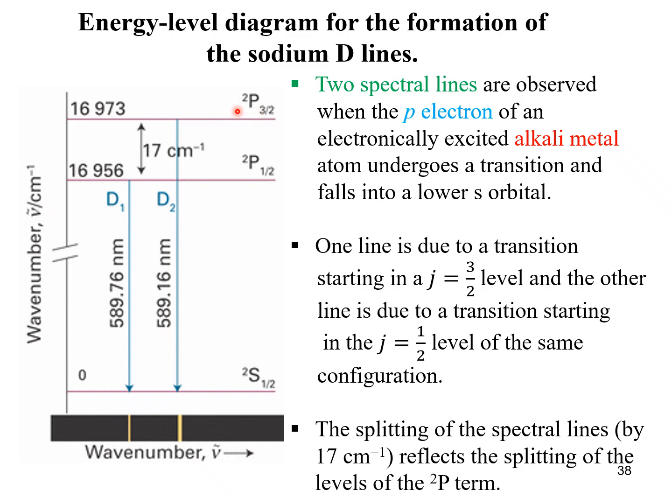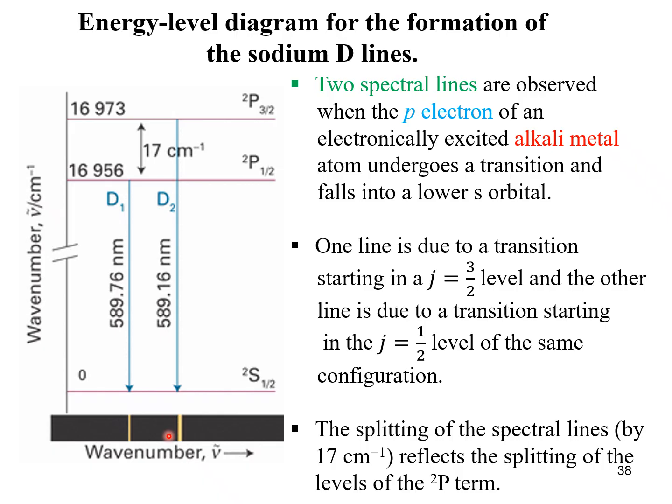The electron will relax back to the ground state by emitting radiation. Therefore, the radiation detected by the detector will show the spectrum at the positions of this line and this line, corresponding to the energy emitted by the electron when it deactivates to the ground state from either doublet P 3/2 or doublet P 1/2. So there are two spectral lines observed when the p electron of an electronically excited alkali metal atom undergoes a transition and falls into a lower s orbital.